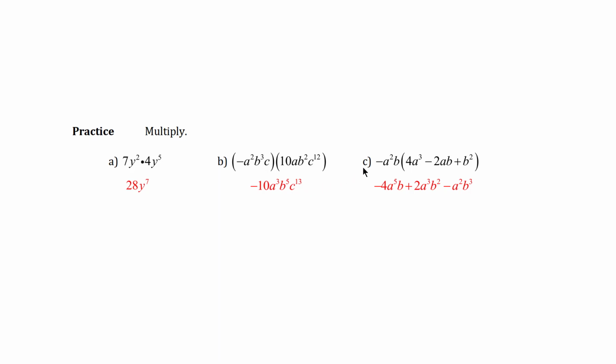For part C, we first multiply negative a squared b with 4a cubed. We get negative 4 a to the 5th power b. Next, we multiply negative a squared b with negative 2ab. We get positive 2a cubed b squared. Finally, we multiply negative a squared b with positive b squared. We get negative a squared b cubed. The final result is negative 4a to the 5th power b plus 2a cubed b squared minus a squared b cubed.